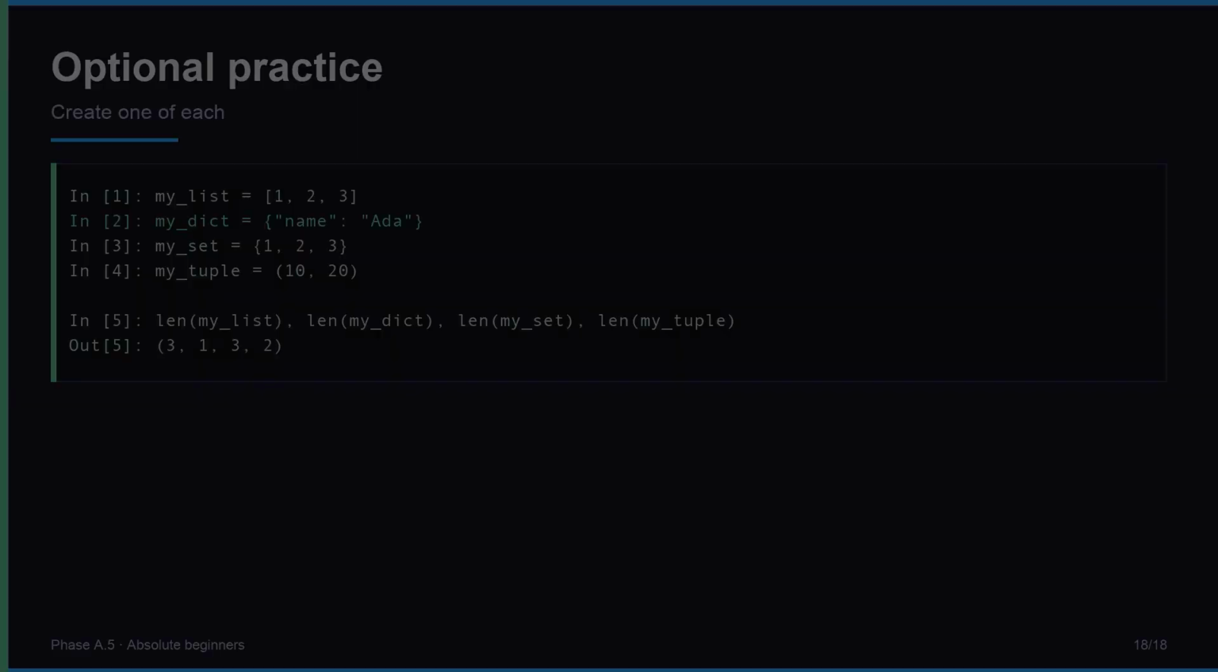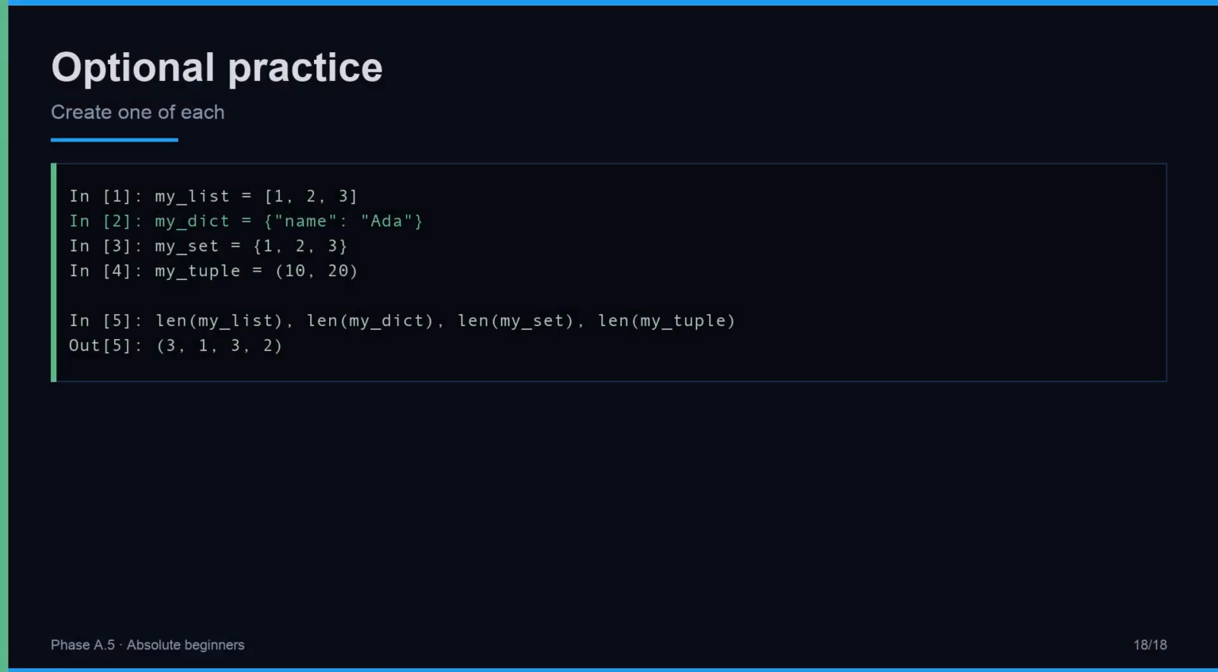Choosing is next. If you want a quick practice, create one of each type. A list with 3 numbers. A dictionary with 1 key value pair. A set with 3 items. A tuple with 2 numbers. Then call len on each. You should see 3, 1, 3, and 2. 4 collections, 4 types, 1 function. When that feels comfortable, you are ready for the deep dives.